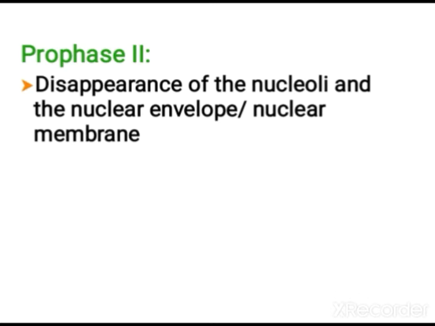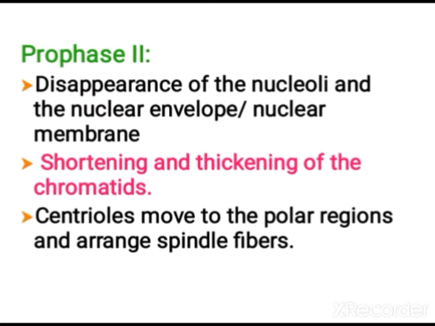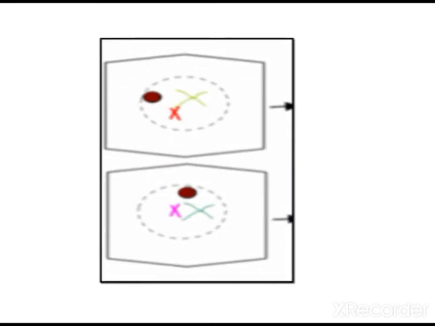Here the nucleoli and the nuclear envelope, which can also be called the nuclear membrane, disappear. Then the chromatids shorten and thicken, and the centrioles move towards opposite poles and arrange to form spindle fibers. The nucleolus seen here will disappear and slowly the spindle fibers form. But here, as it is a plant cell, there is no movement of centrioles.